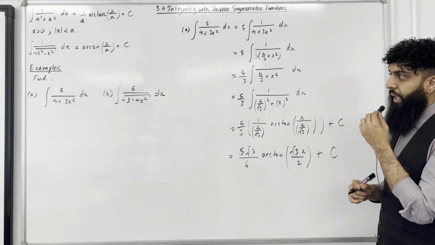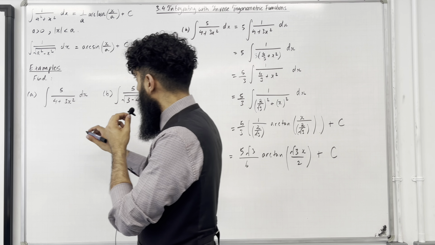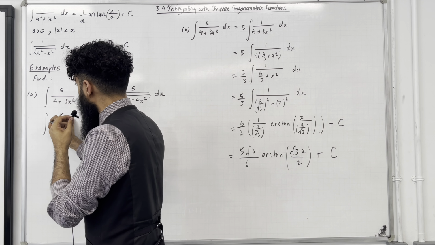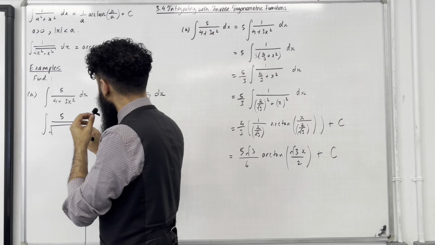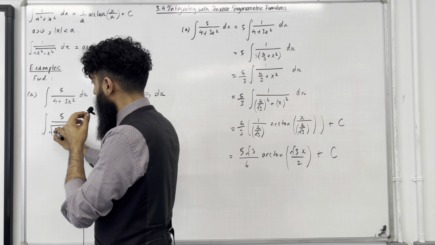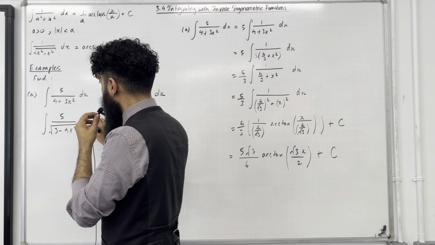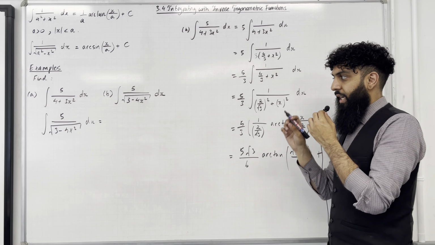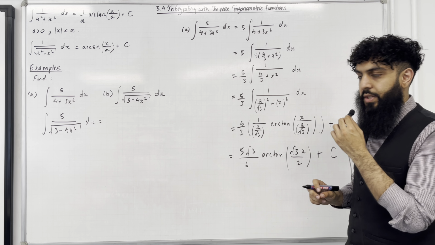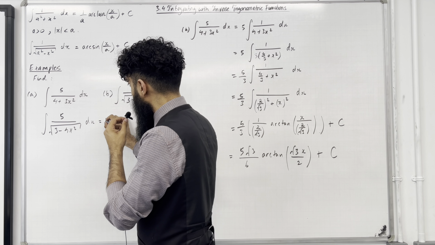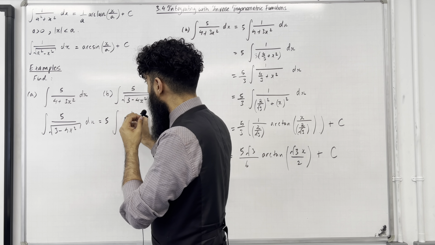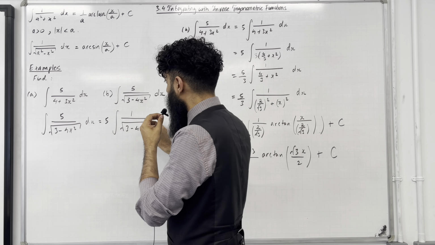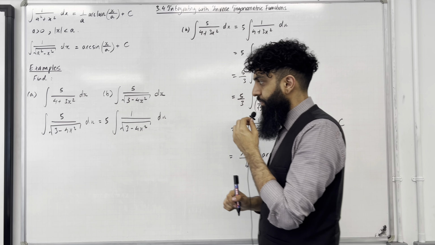Moving on to part B. In part B, I want to work out the integral of 5 over square root 3 minus 4x squared dx. Step 1, I can take the 5 in the numerator outside the integral, so I have 5 multiplied by the integral of 1 over square root 3 minus 4x squared dx.